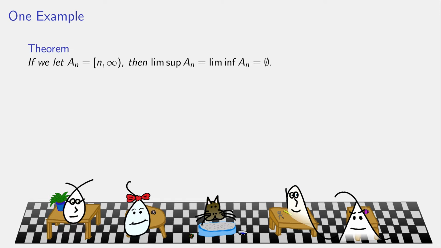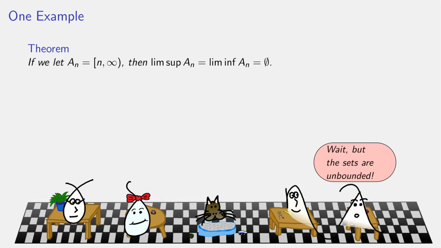A sub n is the interval from n to infinity. I claim the limsup and the liminf are both empty. The sets are unbounded, but we are not talking about sups of sets or infs of sets. The limsup and liminf was a different construction. So even though the supremum of a sub n is infinite, and the limit of that would be infinite, the limsup is not a number, it's a set. And it's the empty set in this case.